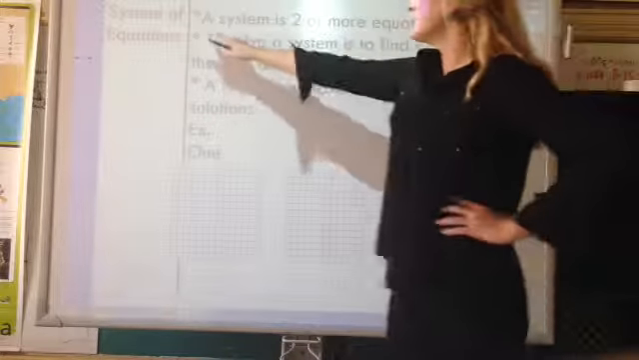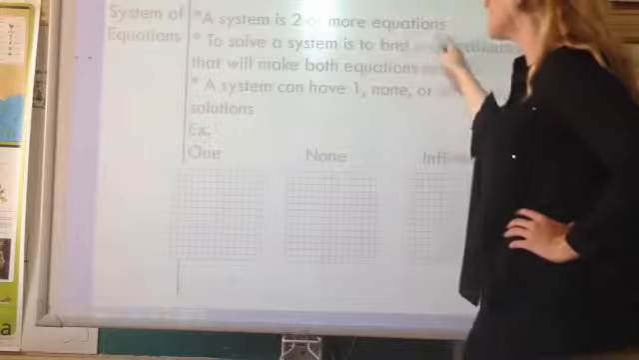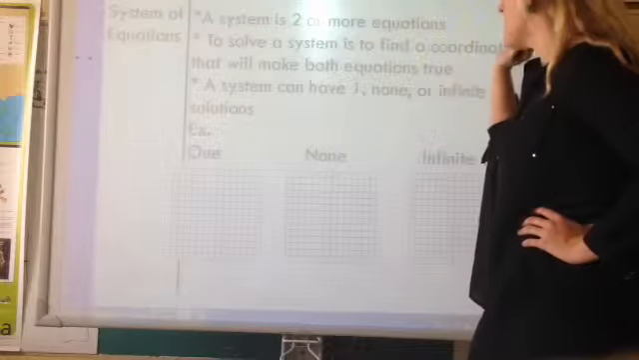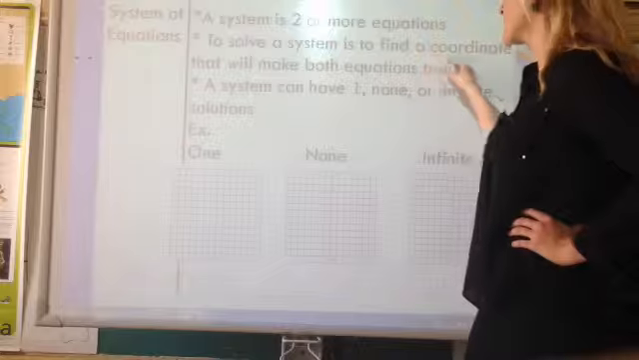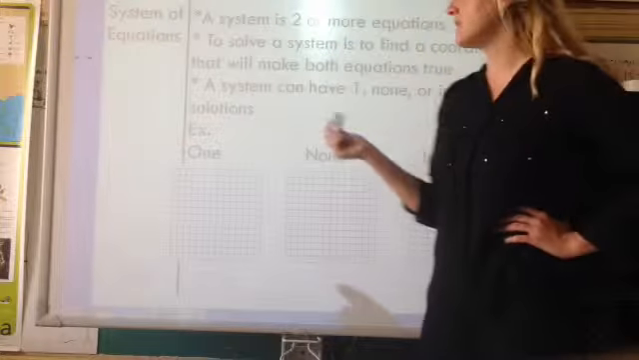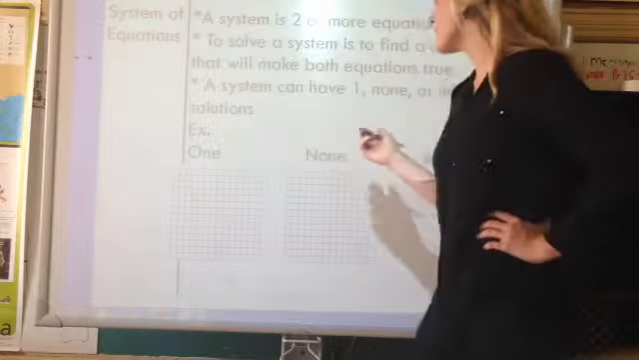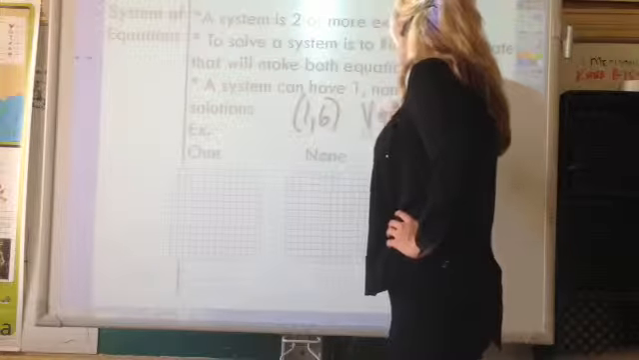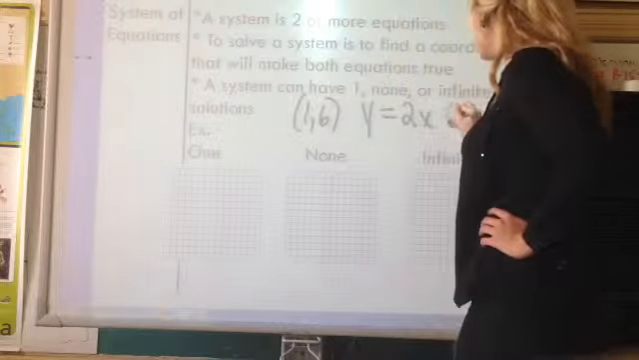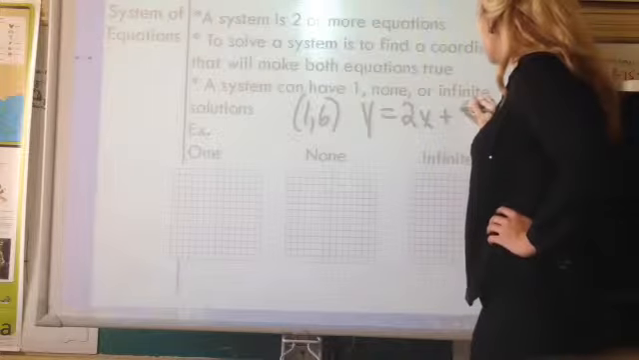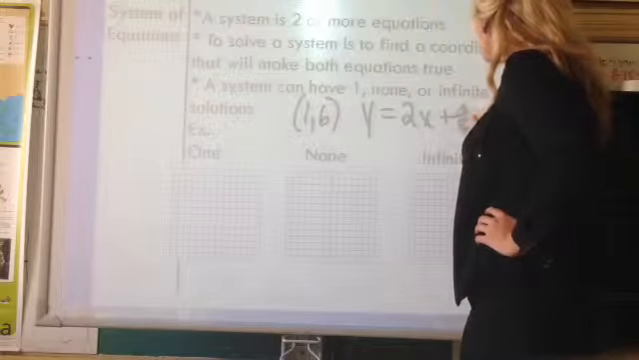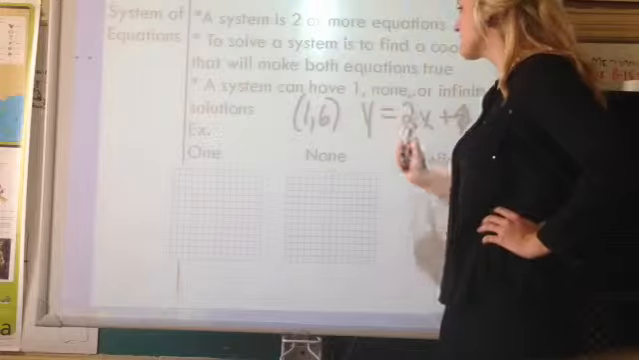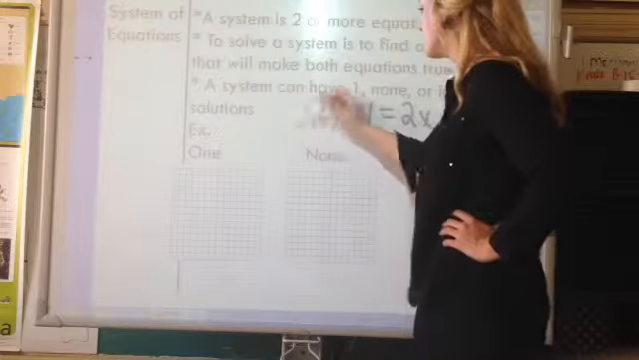All right, systems of equations. Like I said, a system is two or more equations, and in order to solve a system, I have to find the coordinate that will make both equations true. So the example I just said, where I had (1, 6) for y equals 2x plus 4, if I plug that in, that's going to give me a true solution. So that's kind of what we're doing here.